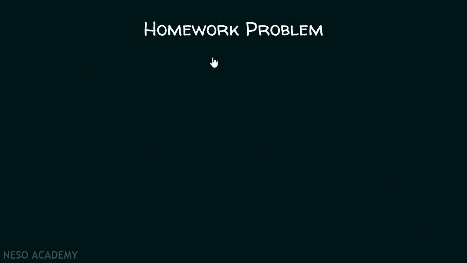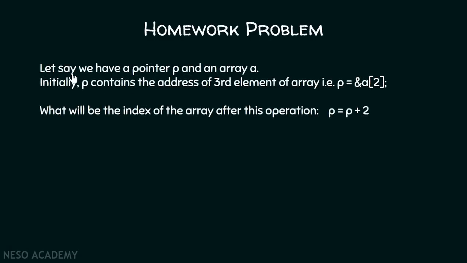Now here's a homework problem for you. Let's say we have a pointer P and an array A. Initially P contains the address of the third element of the array, that is P = &A[2]. What will be the index of the array after this operation, that is P = P + 2? Here in this case you don't have to bother about the addresses. I'm not asking about the address in this question. I'm just asking about the index. Therefore, you don't have to bother about the addresses at all.